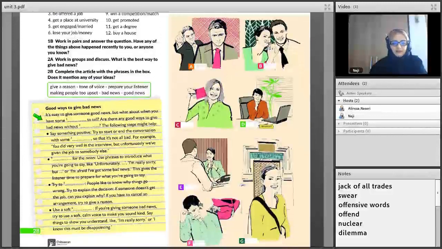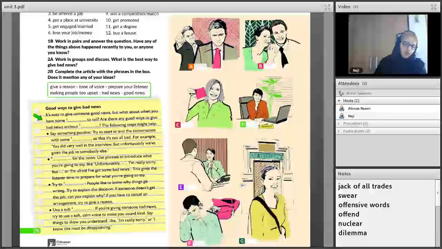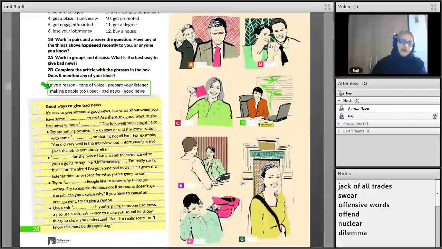Now, you try to come up with your own ideas about giving bad news. Here are some good suggestions for you. Let's read together. Good ways to give. Of course, there are some phrases here in the box. You're supposed to complete this text using these phrases. It is easy to give someone good news, but what about when you have some bad news to tell?